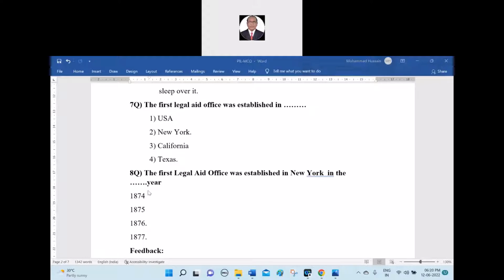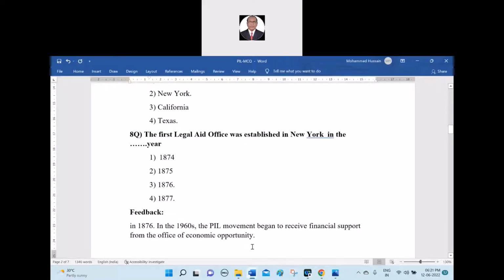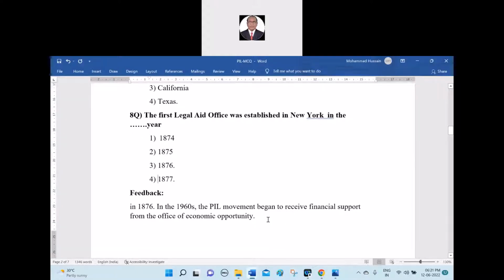1874, sir, I think. Wrong. What is the second option? It is 1876. 1876 is the right answer. So feedback: in the 1960s, the PIL movement began to receive financial support from the Office of Economic Opportunity. Actually, it started in the 1960s.